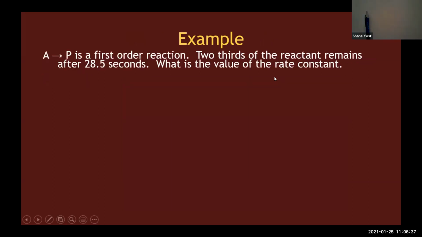Okay, right. So let's do an example here. I have some first order reaction, A going to P. I know 2/3 of the reactant remains after 28.5 seconds. What is the rate constant for this reaction? Take a minute for you guys to work on this, and we'll talk about it together.